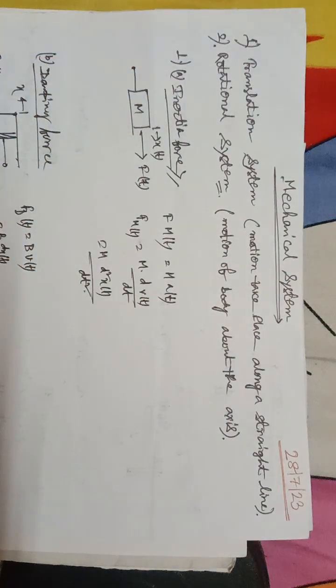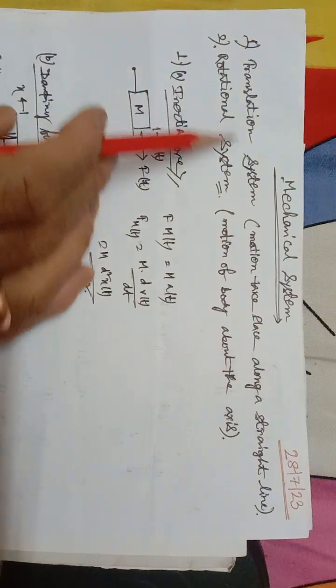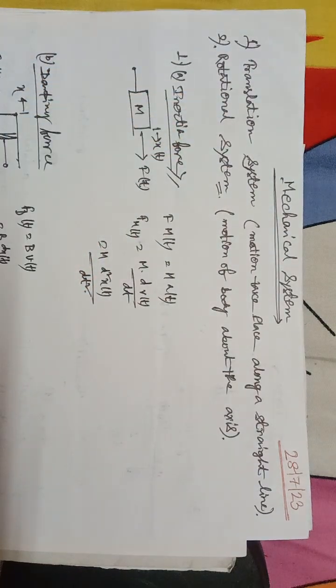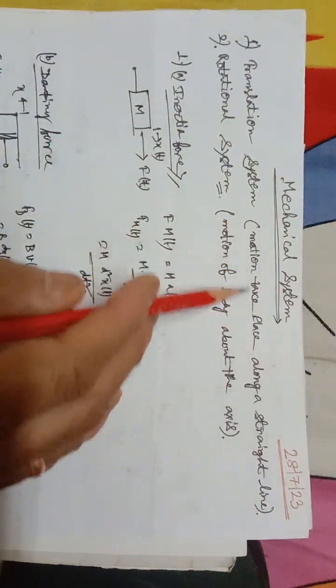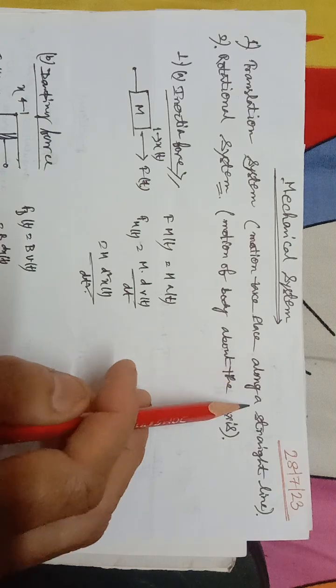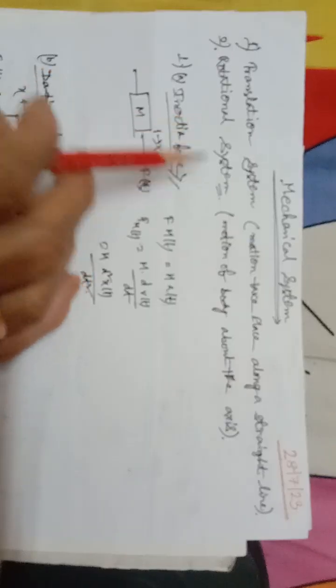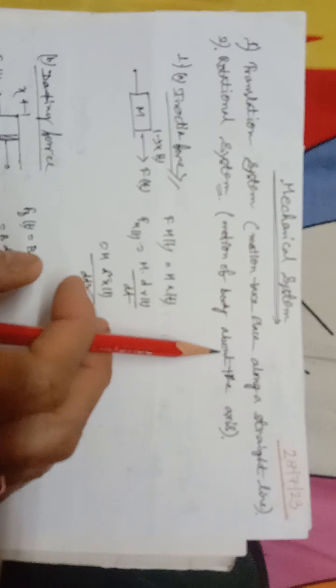In the case of a mechanical system, two types of motion occur. One is translational motion and the other is rotational motion. A translational system is nothing but motion that takes place along a straight line, and a rotational system is the motion of a body about an axis.